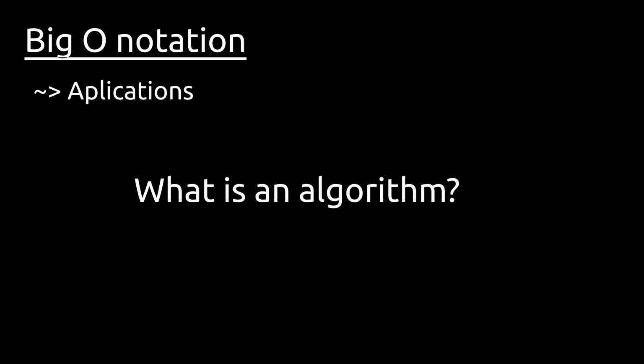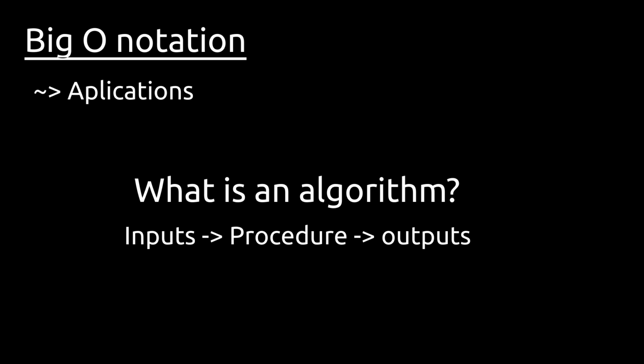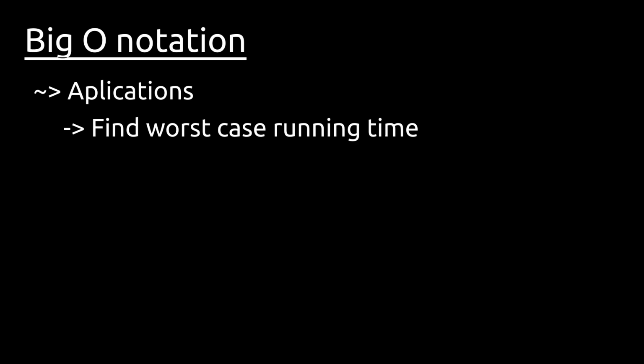An algorithm is a set of steps, or otherwise a procedure, for a computer to execute in order to produce some result. Algorithms take inputs, execute the procedure, and then give outputs. Big O is used to calculate the worst case running time of an algorithm as the size of the input increases. Let's go through a few searching algorithms and calculate their efficiency.